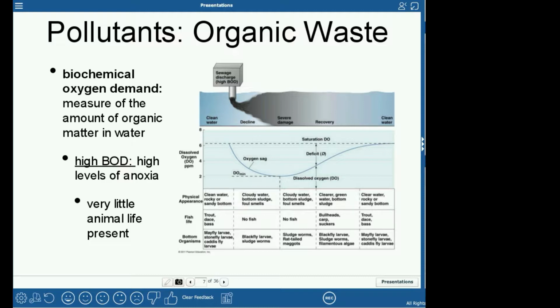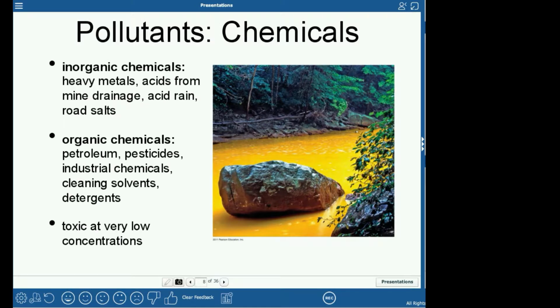So, for example, there's a dead zone in the Gulf of Mexico, and there's not a lot of animal life there. It had a high BOD, and now there's lots of anoxia, and that was from mostly fertilizer runoff or inorganic nutrient runoff from the Mississippi River.